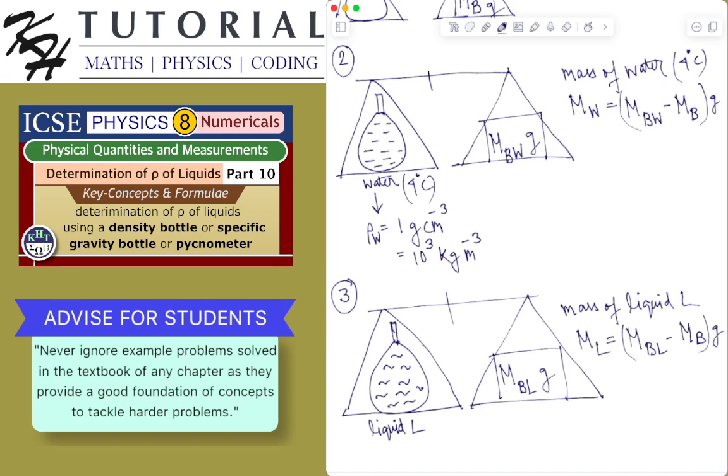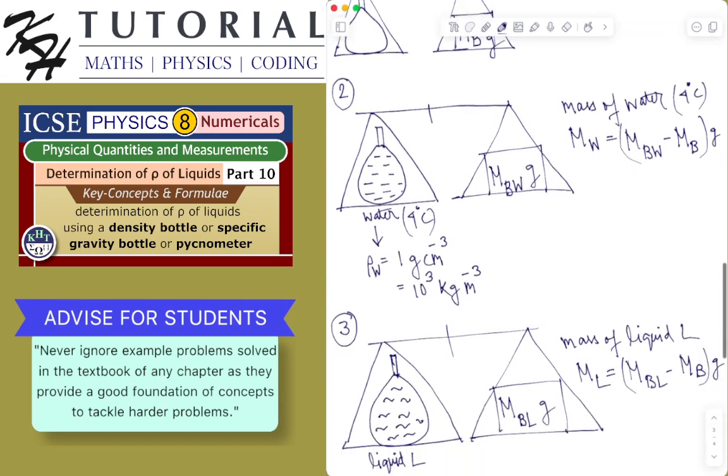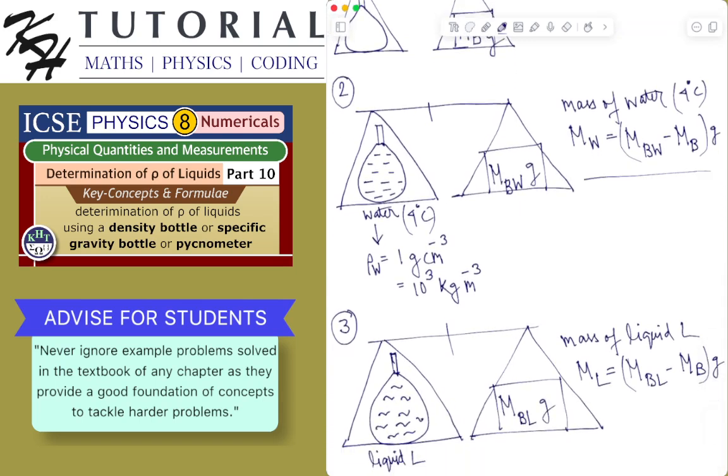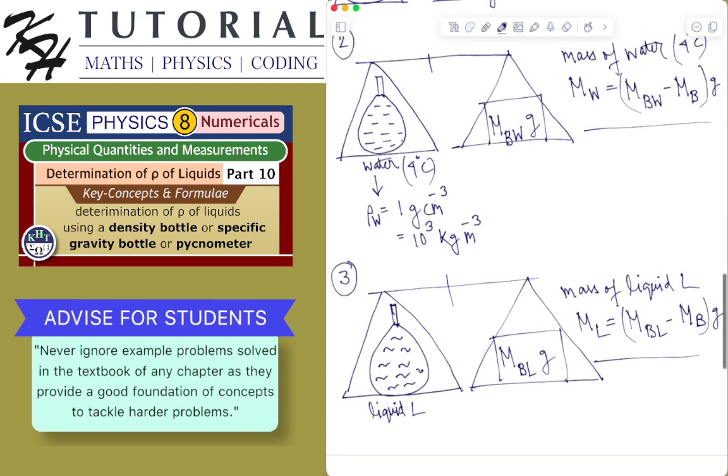Okay. Now to find the density of the liquid, we know that the mass of the liquid whose volume is equal to the capacity of the density bottle is MBL minus MB. Now, from these two facts, how do we find the density of the liquid? We have to know the volume of the liquid whose mass is ML, and obviously the volume of the liquid L will be the capacity of the density bottle.